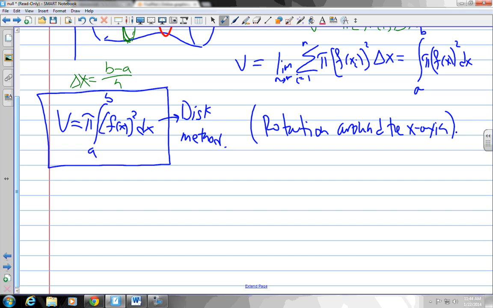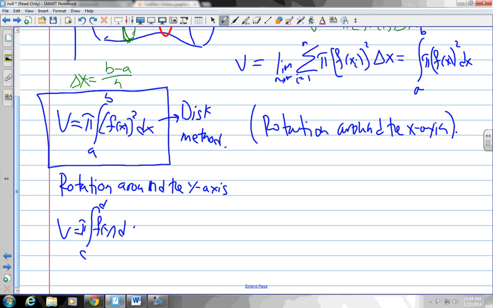But rotation, okay, I'll be more precise. Rotation around the y-axis, you'll get the same thing. Whatever your limits from c to d, it doesn't matter, pi f of y squared dy. So same formula, just depending on your variables. Squared, right, just need to square it. Thank you. So let's just do a few examples, and maybe we'll do a circle.